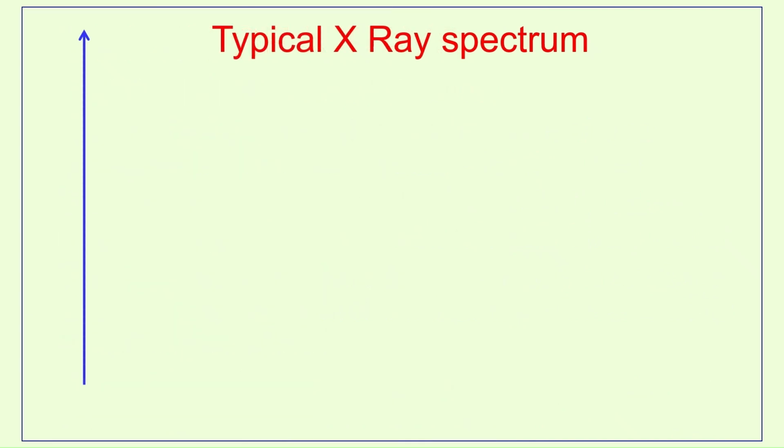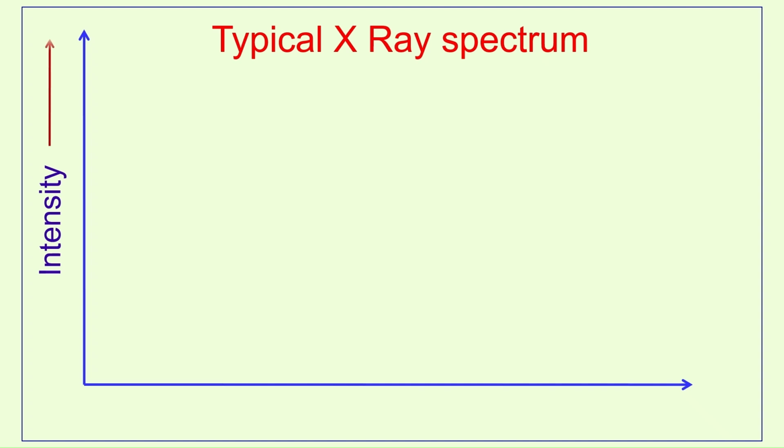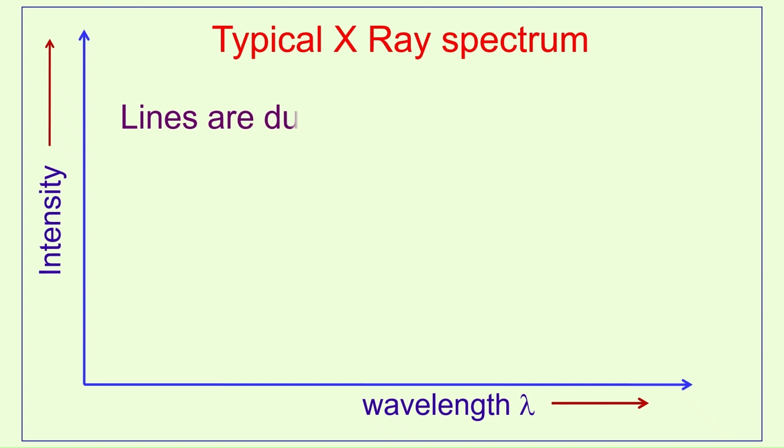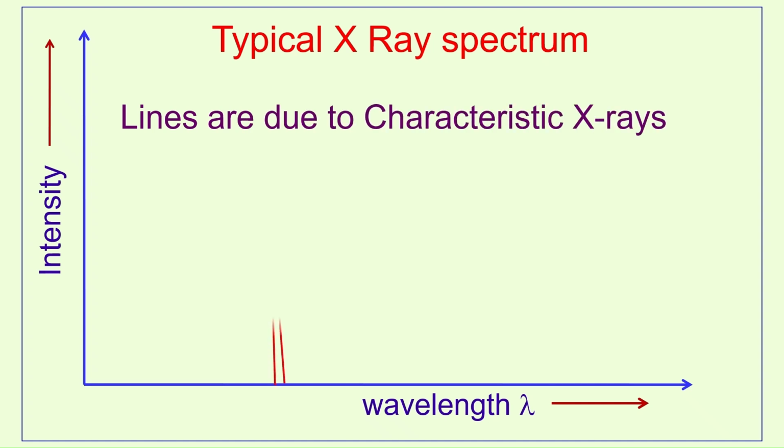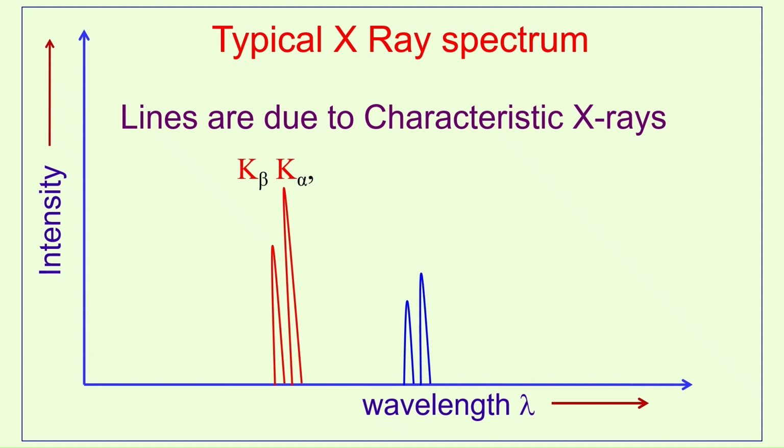Note the characteristic X-ray spectrum. Lines are due to characteristic X-rays, from the high energy side to the lower energy side: K beta, K alpha, L beta, L alpha, M beta, M alpha.